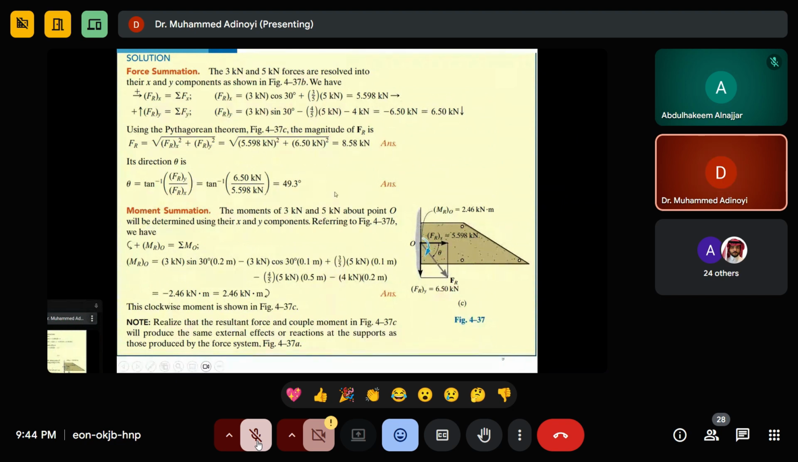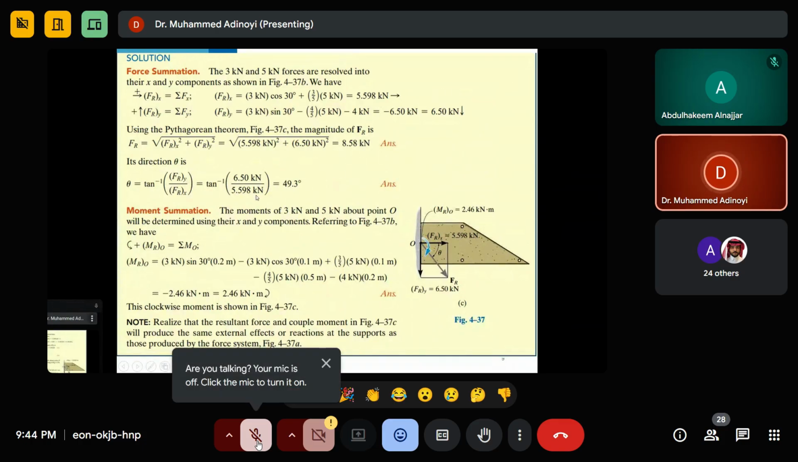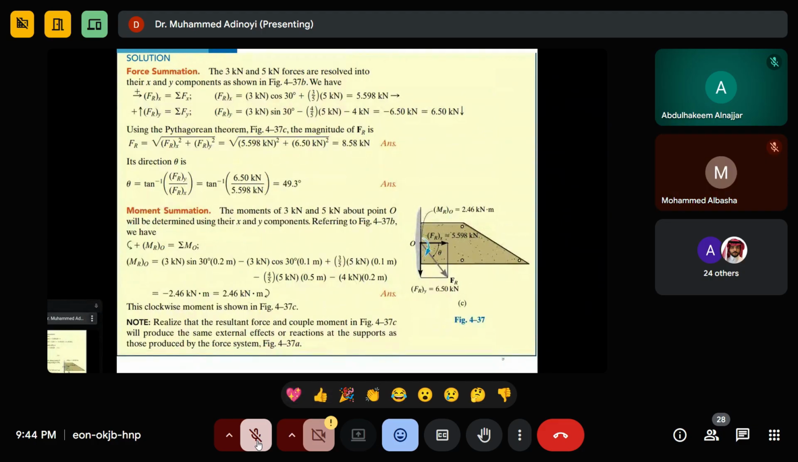Now we have to find the angle. The angle is going to be tan inverse of FRy over FRx. So this gives us 650 over 5.598. Is it clear? Yes, clear. Okay, now you are asked to take moment about O.